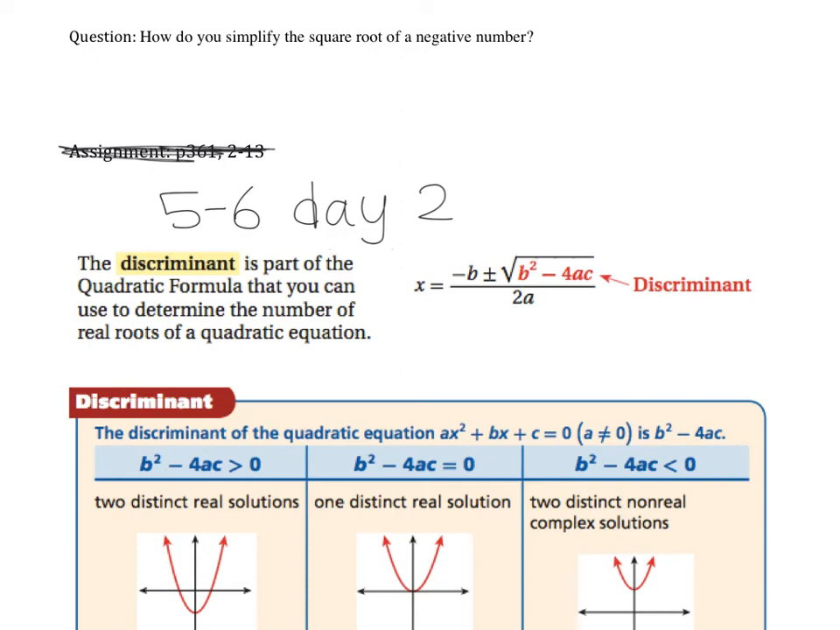In 5.6 day 2, we're going to use this thing called the discriminant to determine the number of real roots. The discriminant is that portion that is underneath the square root, just the b squared minus 4ac. And if you recall, when we did our quadratic formula, in the first case, we had real roots. We had nice numbers, as far as what's under the square root wasn't negative.